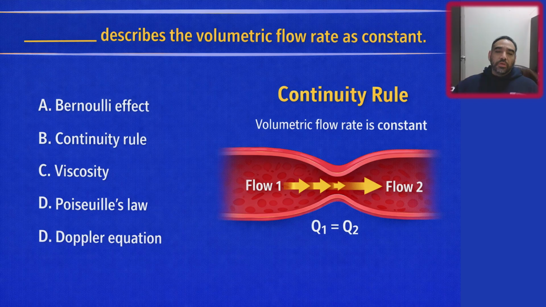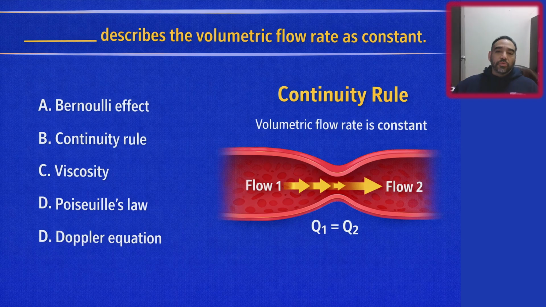The next one, D, is the Doppler equation. The Doppler equation calculates velocity from frequency shift, so it measures flow characteristics. It does not describe conservation of volumetric flow. So there's a big concept difference. Continuity relates to conservation of mass, which relates to constant flow. Bernoulli relates to conservation of energy, which relates to the pressure and velocity relationship. Poiseuille's relates to resistance factors that affect flow. And Doppler relates to velocity measurements.